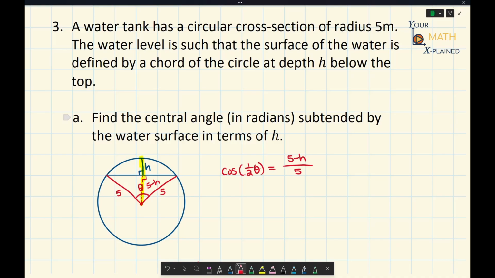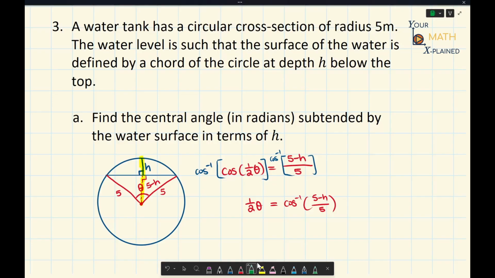To isolate our angle half theta, we're going to take the inverse cos of each side. So meaning for the left side, to cancel out the cos, we are going to do cos inverse, which means on the right-hand side, we're going to do the exact same thing. So now the left-hand side is going to be left with 1/2 theta, and then the right-hand side is going to be cos inverse of 5 minus h over 5.